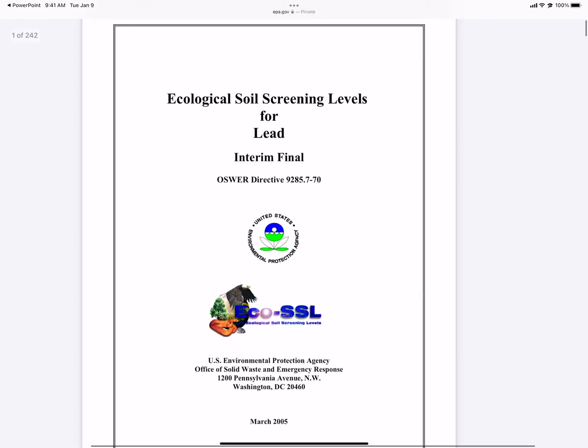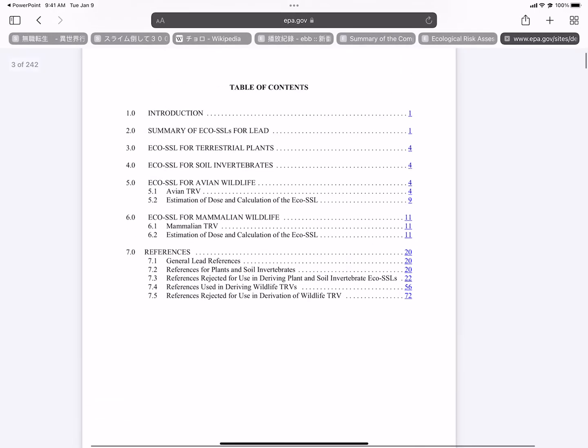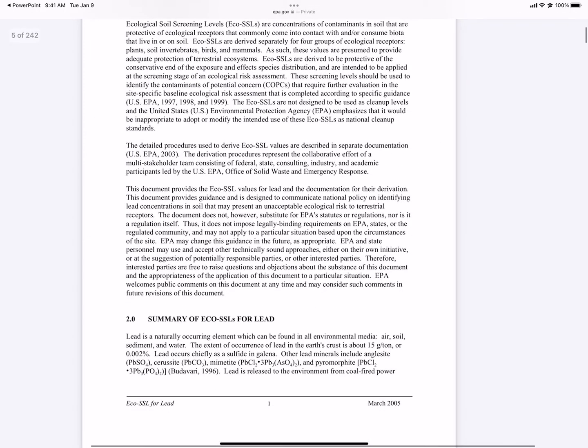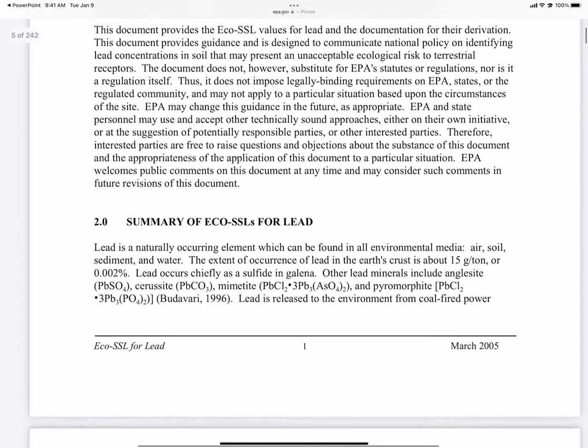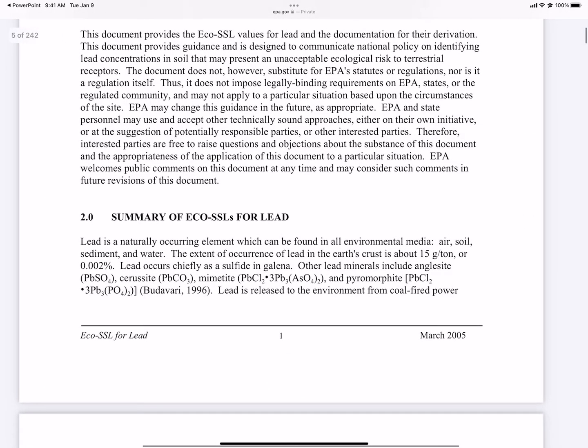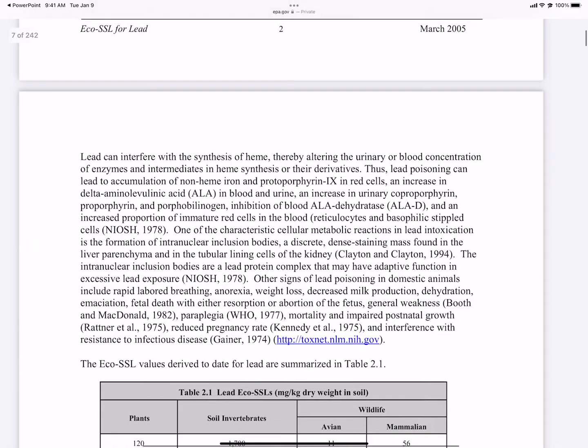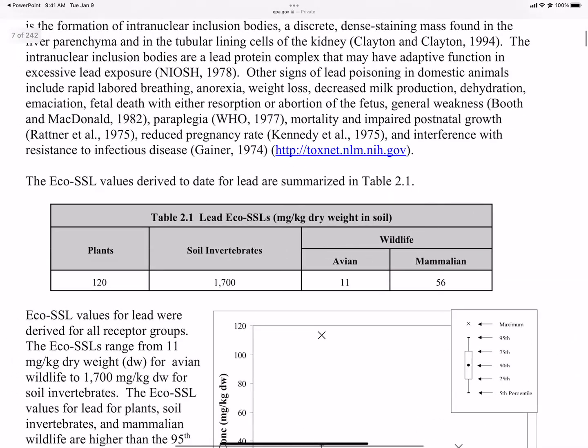So this is a document from US EPA, and we can just go through its table of contents. It has some introductions about what this is, and a summary of the related studies. Because it is lead, it has different forms. But if we are looking at DDT, it only has one form. We will talk about the speciation of the metals next week. Anyway, it has some background information, an introduction, and then we can find this table.